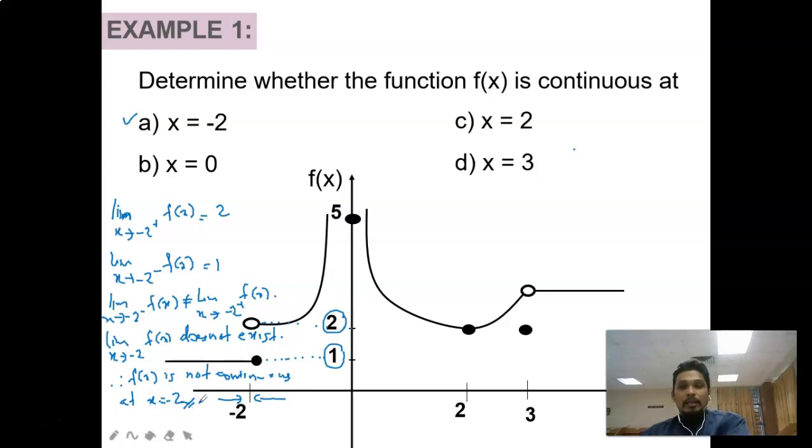Okay, we need to consider three things. The first thing is that f(a) equals one value. The second thing is that the limit must exist. For x equal to -2, the limit does not exist because the left and right limits are not equal. So the first condition fails: the limit of f(x) as x approaches -2 does not exist. So it is clear that f(x) is not continuous at x equal to -2.